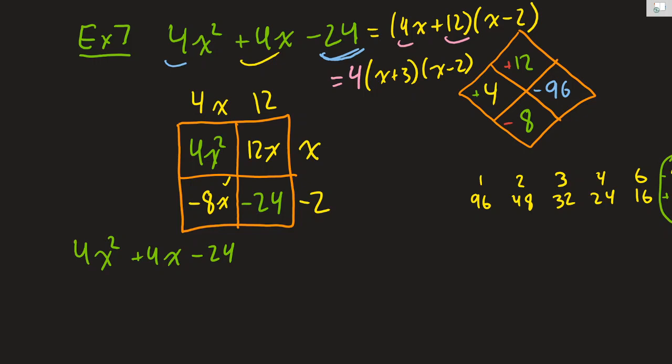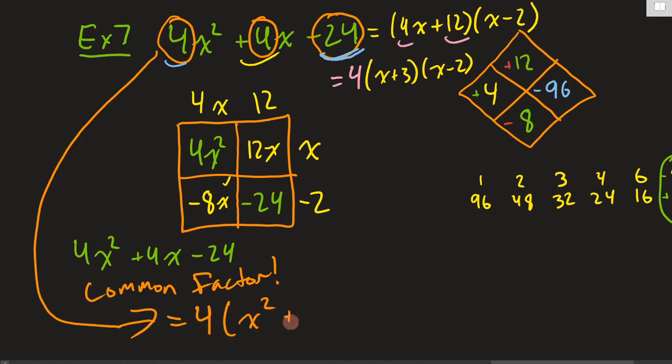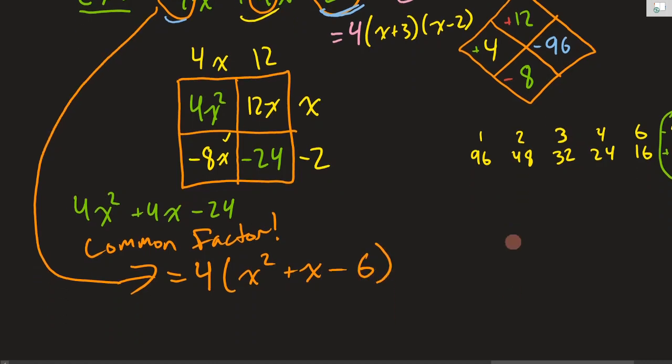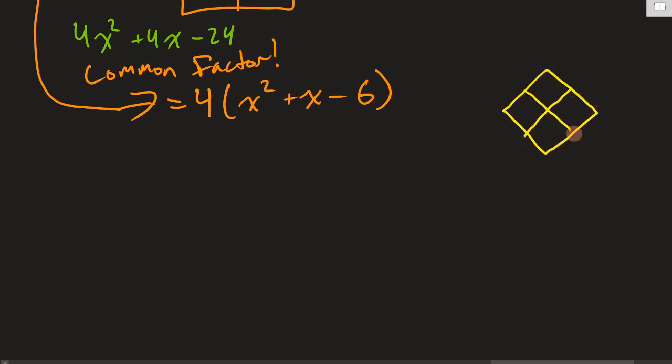Well, let's look back at our original question. We've got a 4 here, we've got a 4 here, we've got a 24 here. 4, 4, and 24 all have 4 in common. We should have common factored in our first step. If we had common factored, we would have got 4 times x squared plus x minus 6, since 24 reduced by 4 is 6. And now how easy would this diamond puzzle have been? Right, we did all that work up above with 96, which is a big ugly number.